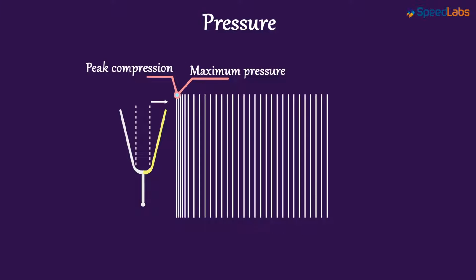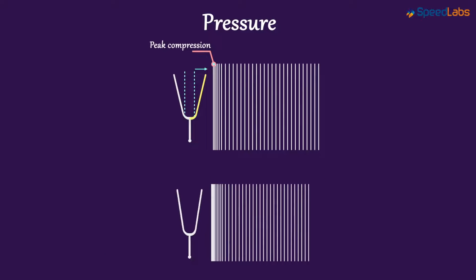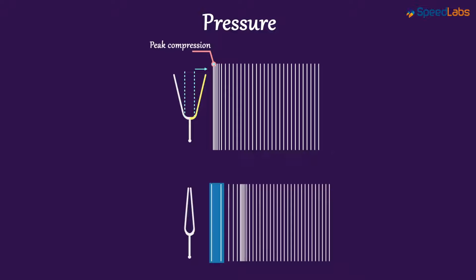Why do we say it's maximum or peak? It's because at this point, the prong has traveled its maximum displacement from the rest position. And as it starts its journey towards mean position, the pressure reduces in this region and keeps on reducing as the prong continues its motion towards the left. And the compression that was present here has traveled to this region in the form of disturbance.